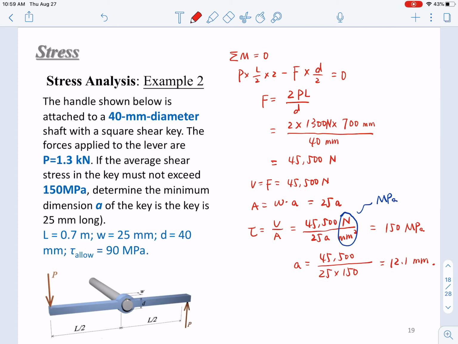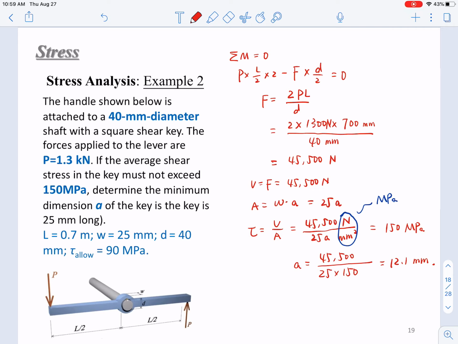But if you consider this as a design, you should be clear that the larger the size is, the safer the structure will be. Since the larger this A is, the smaller the stress will be, so you will have more safety margin.